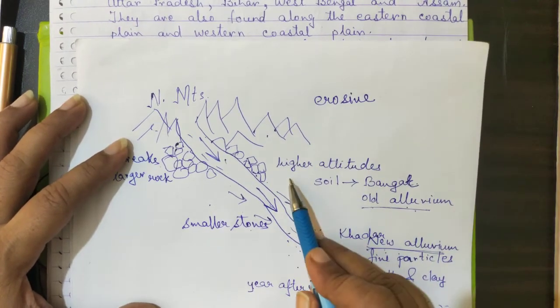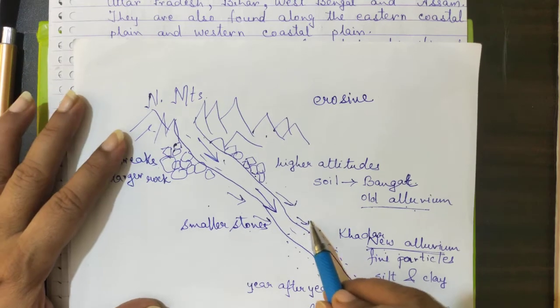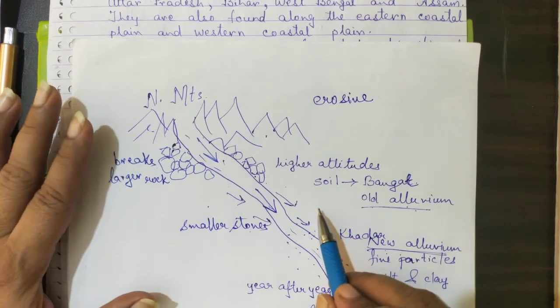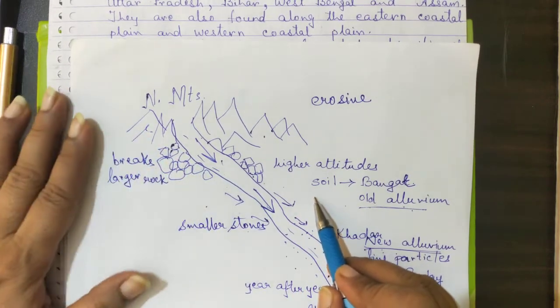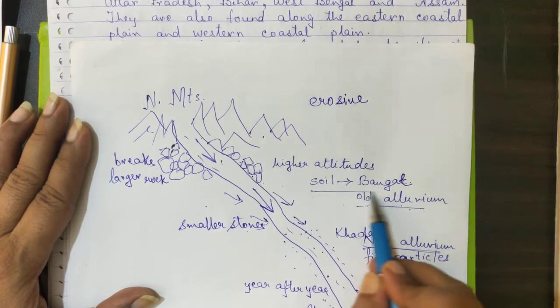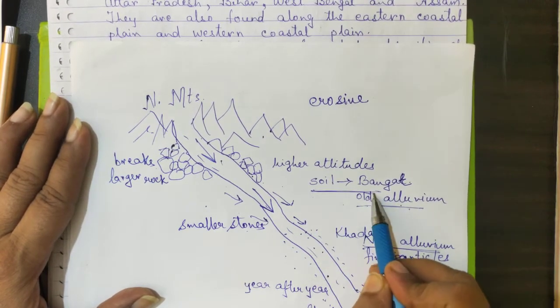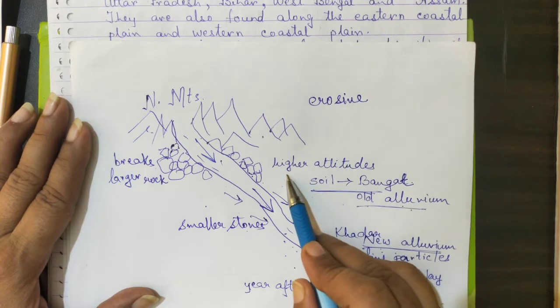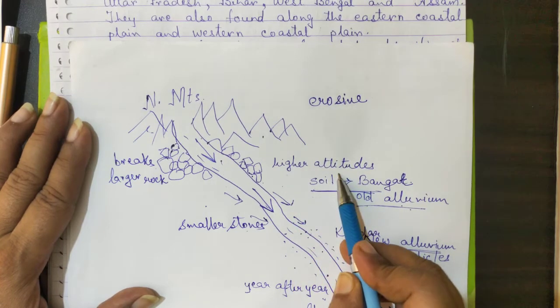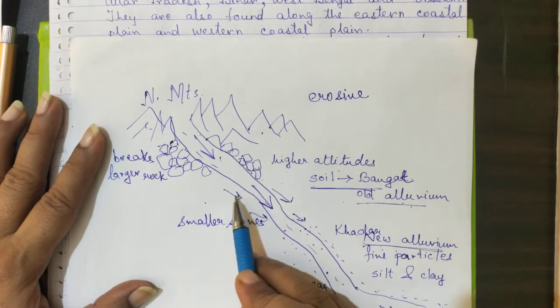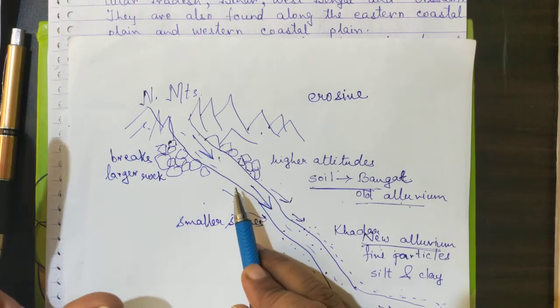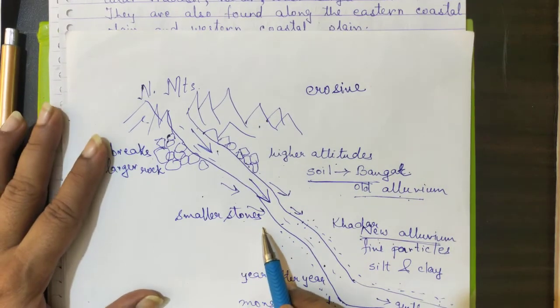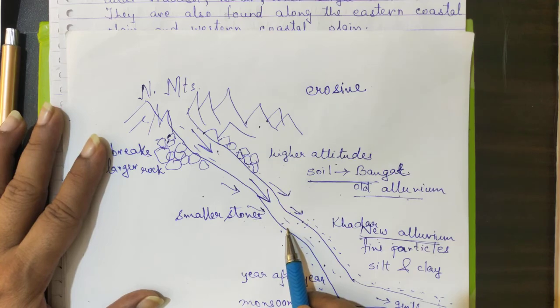So the soils which are formed here are of older alluvium. Why? Because they have been formed long back. These soils are called Bangar soil and they are found at higher altitudes. They are rocky, with pebbles and gravel. Smaller stones are found in the middle course of the river.